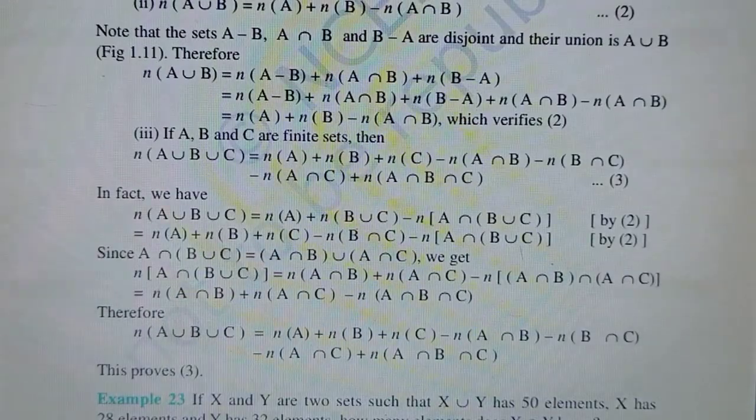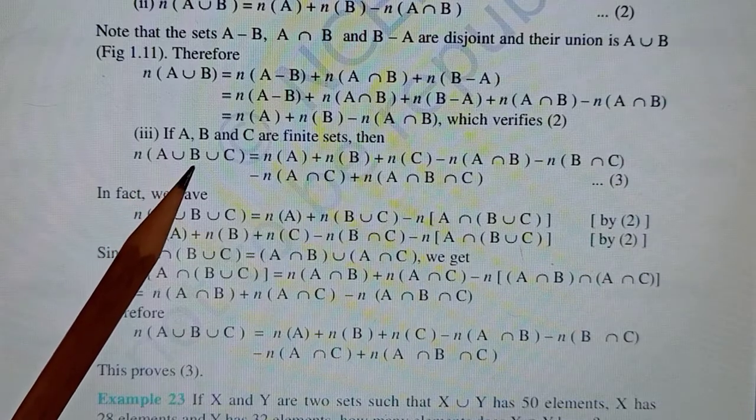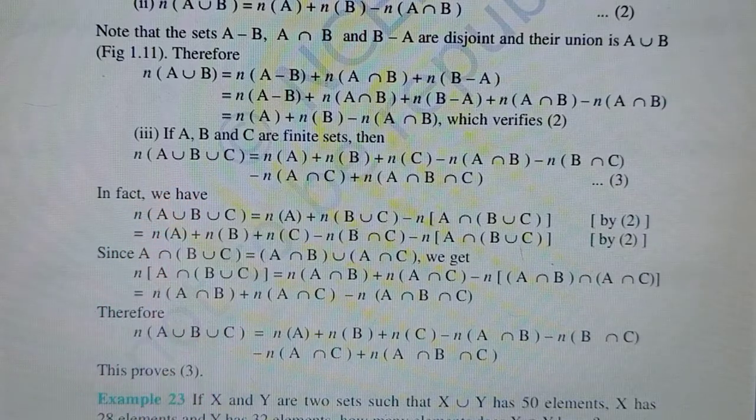Next is the case of 3 finite sets; we were talking about 2. This is for 3 sets. If you have 3 sets, then cardinal number of A union B union C is cardinal number of A plus cardinal number of B plus cardinal number of C, and they were overlapping. So all the intersections will be coming 2 times. So one time we'll have to subtract the intersections of 2 sets taken at a time: once A and B, then B and C, then A with C. And then you are going to add the intersection of all 3 once.